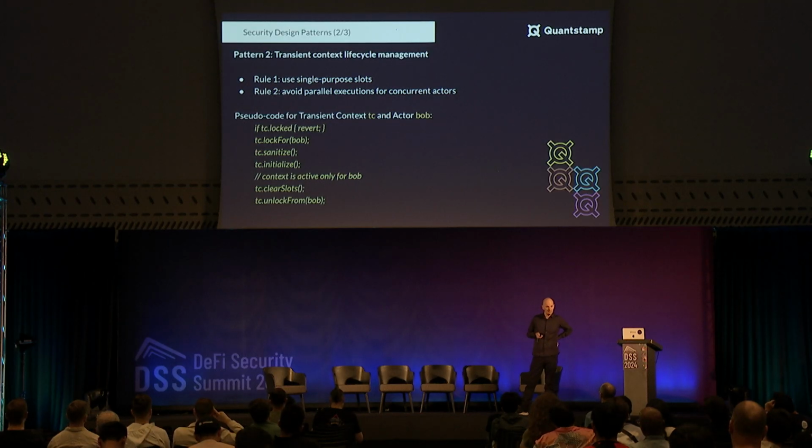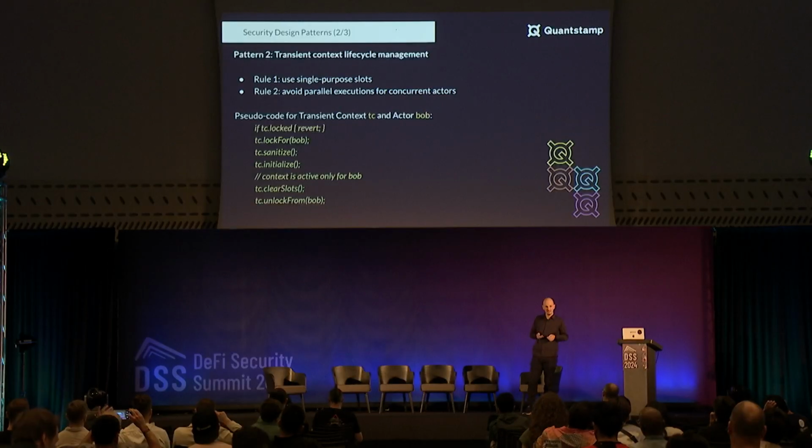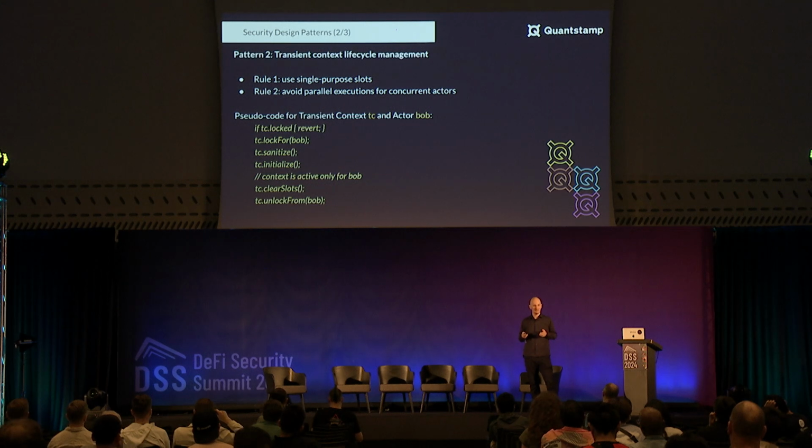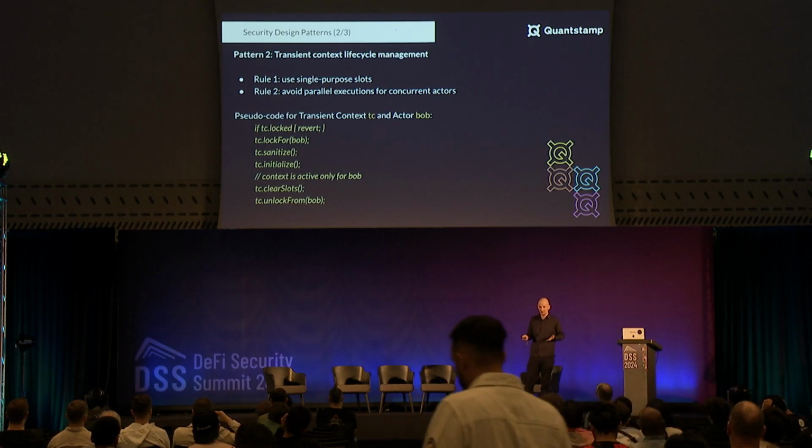The second one, I think it's the most important, is to safely manage the life cycle of your transient context. So the rule number one is use single purpose slots. In other words, make sure that the same slot is not used for separate use cases. And the second one is to avoid parallel executions for concurrent actors on the same slots. And here is a suggestion with a pseudocode. If you have a transient context TC and an actor Bob, first make sure that the transient context is not already locked or in use. Then you lock it for Bob, you sanitize all the slots of the transient context, you initialize it, then the context is active and ready to be used, but only for Bob. When you finish, you clear the slots and you unlock it from Bob.